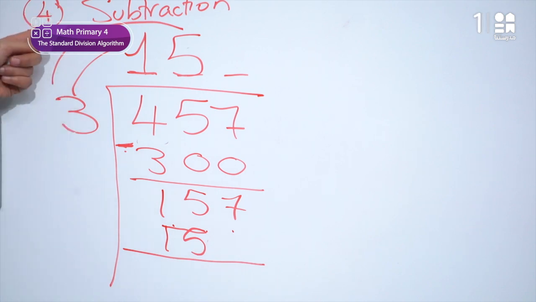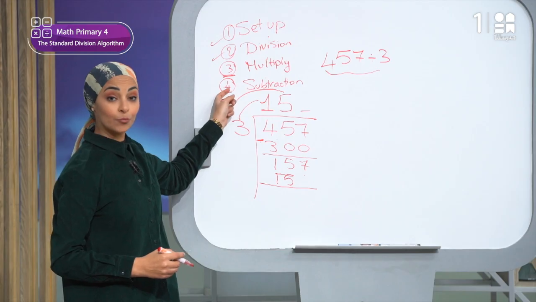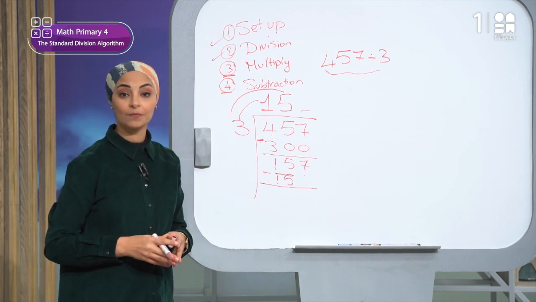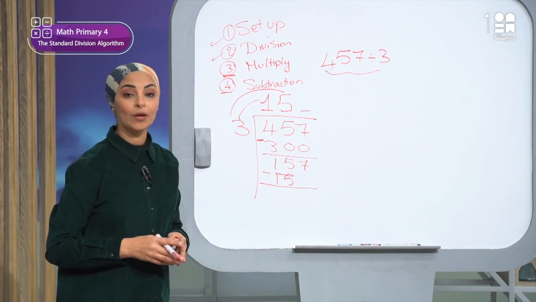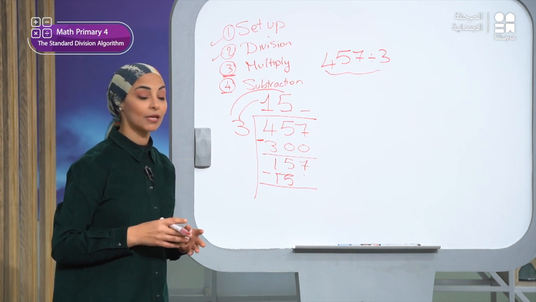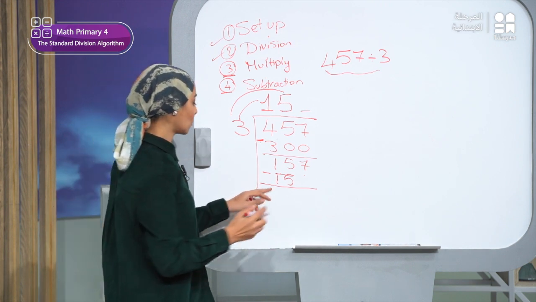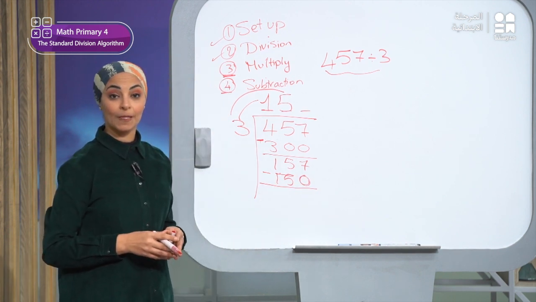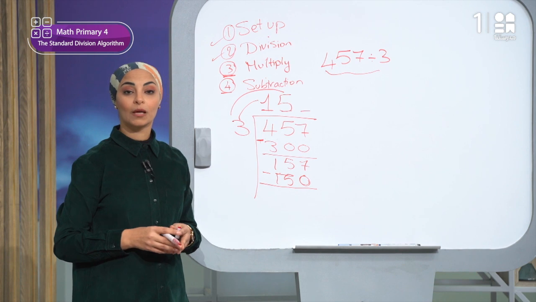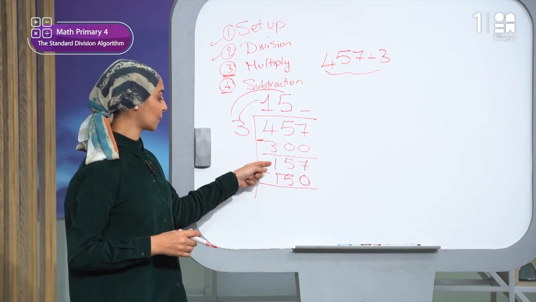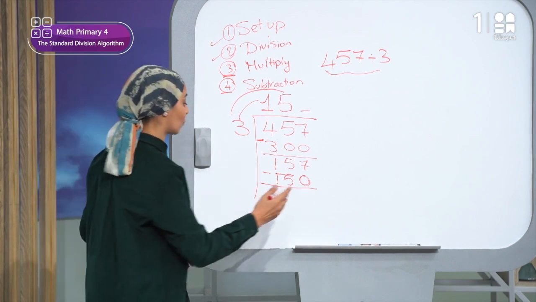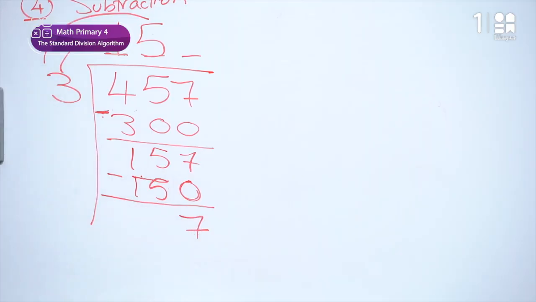And then I will move to the last step, which is what? Which is subtraction, right? Okay, but now here I want to multiply 3 times 50. So it is 150 and not 15. Now, what should I do? Yes, I will subtract 157 minus 150. The answer is what? Of course, the answer now is 7.